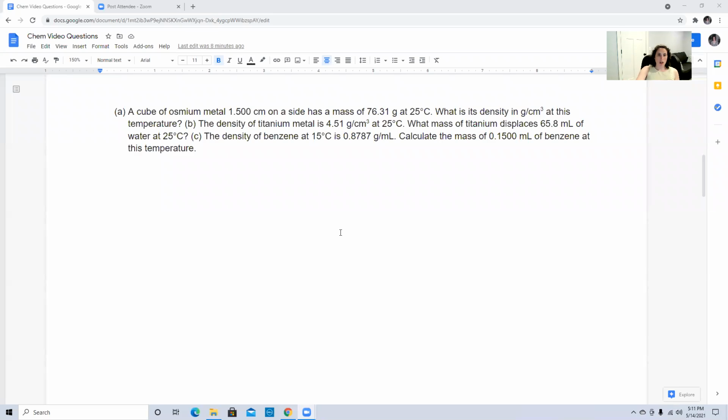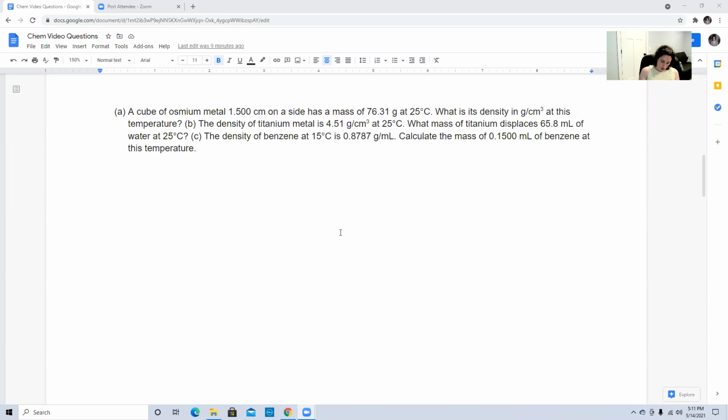Hi there, we are going to solve some density problems in this video. So here we are. A cube of osmium metal, 1.500 centimeters on a side, has a mass of 76.31 grams at 25 degrees Celsius. What is its density in grams per centimeter cubed at this temperature?